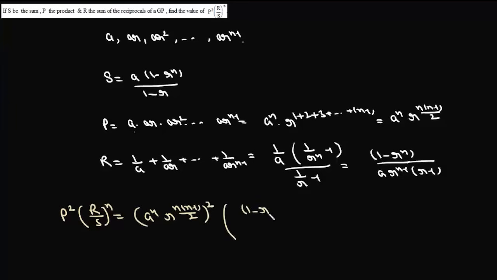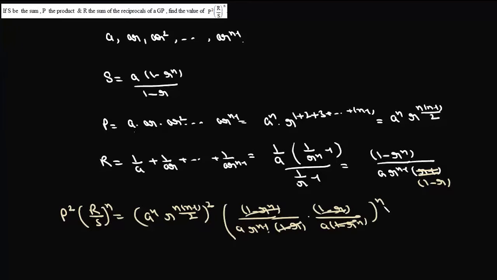This R is (1 minus r to the power n) upon (a r to the power n minus 1), and this is 1 minus r, not r minus 1. So it will be this 1 minus r into, and this S is (1 minus r) upon (a, 1 minus r to the power n). Now they'll cancel. Whole to the power n.